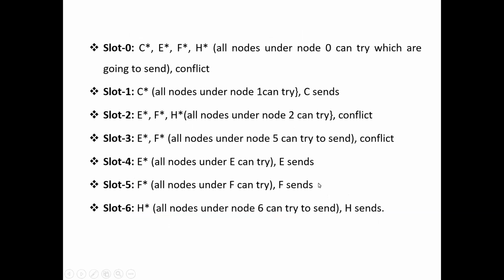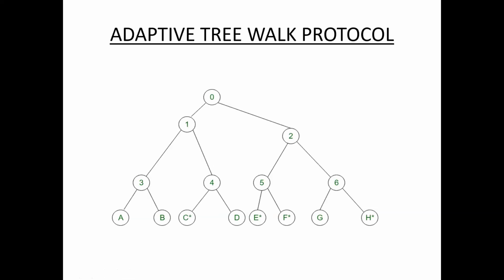Next, the last one, H. So H sends. There is no conflict, only one. So this is the adaptive tree walk protocol. If there is any conflict, divide that group into multiple slots. Out of that slot, only one station has to send the data.